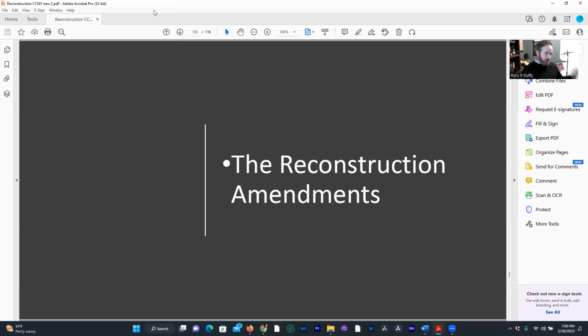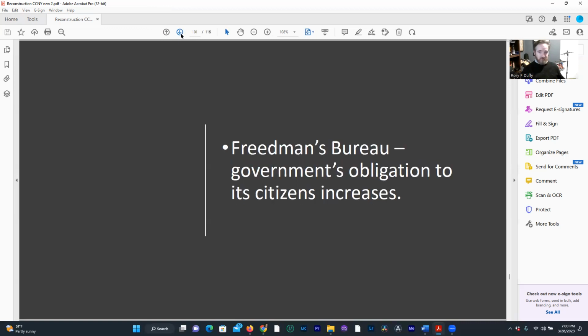We have the 13th, the 14th, and the 15th. Federally, the federal government is using its authority to protect citizens, give them the right to vote, and end the institution of slavery. We see the Freedmen's Bureau, the government's obligation to its citizens increases. We bury the dead from the Civil War. We have an institution that will be government funded to help the transition from slavery to freedom.